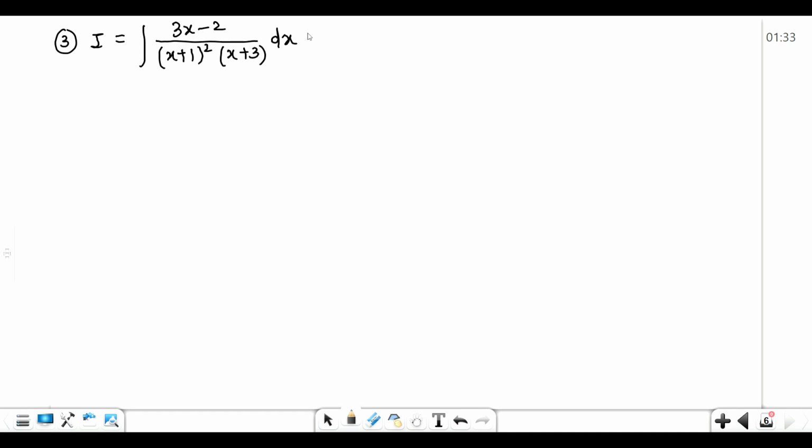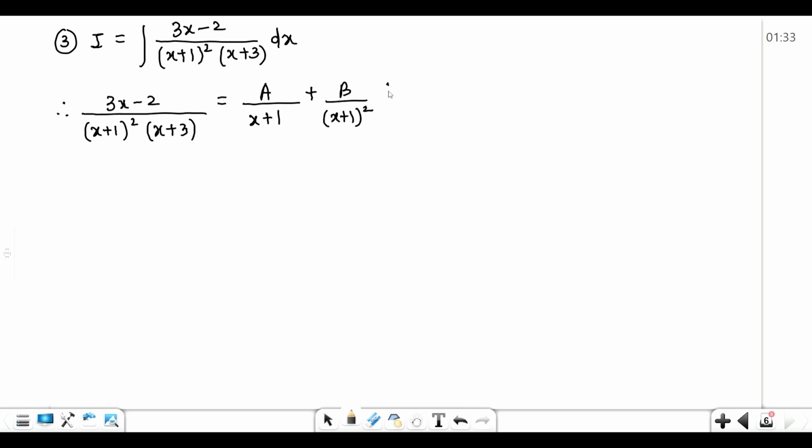So let's see how we have to write it when a term is repeating. 3x minus 2 upon (x plus 1) the whole square and (x plus 3). My x plus 1 is repeating two times, so first of all A upon x plus 1, then B upon (x plus 1) the whole square, and then you take your linear term, which is C upon x plus 3. So whenever it is repeating, first take that term with the power 1, then take it with the power 2, and then take the remaining linear term.